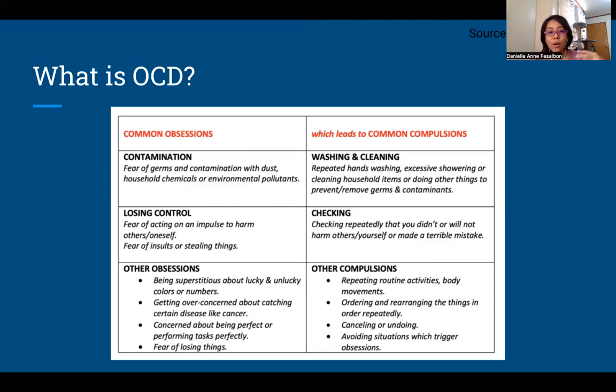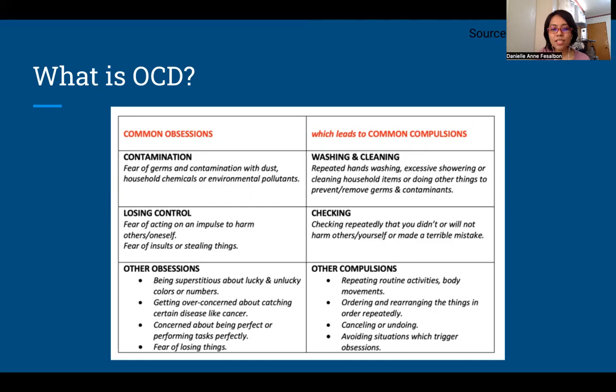It's true that we don't want germs, and there are times that we keep washing our hands, but what is different with a person who has OCD is that they do it excessively and repeatedly. Another common obsession is fear of losing control, which is the fear of acting on an impulse to harm others or oneself, or fear of insults or stealing things. What they do to respond to that obsession is the compulsion of checking, repeatedly checking that they did not harm others or themselves or make a terrible mistake.